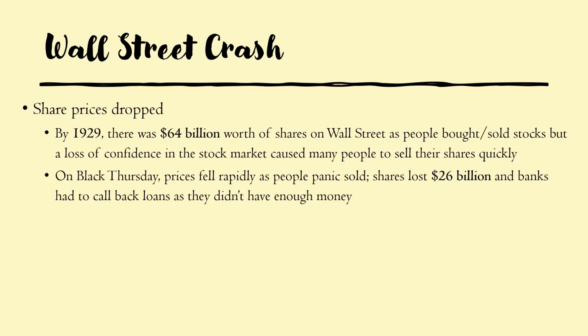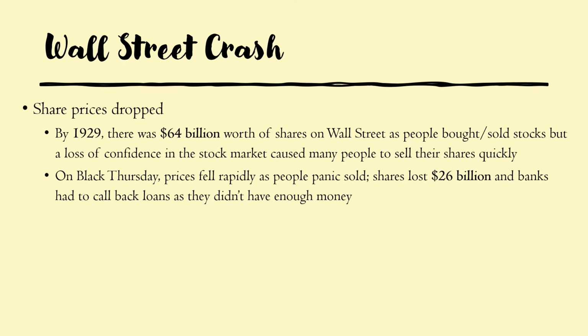The first feature of the Wall Street crash is that share prices dropped. By 1929, there was $64 billion worth of shares on the Wall Street stock market. People had bought and sold a lot of stocks and shares, and they bought shares from a business. The business got some money, they used that money to increase their profits, and then the person who got the share could then sell it on to another person and get a profit from that.